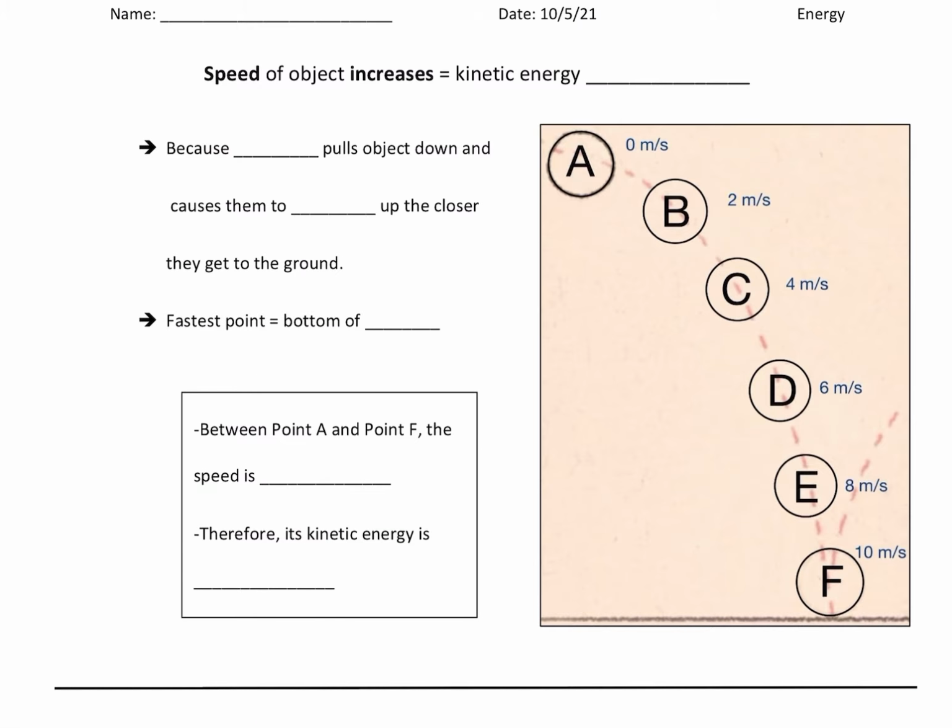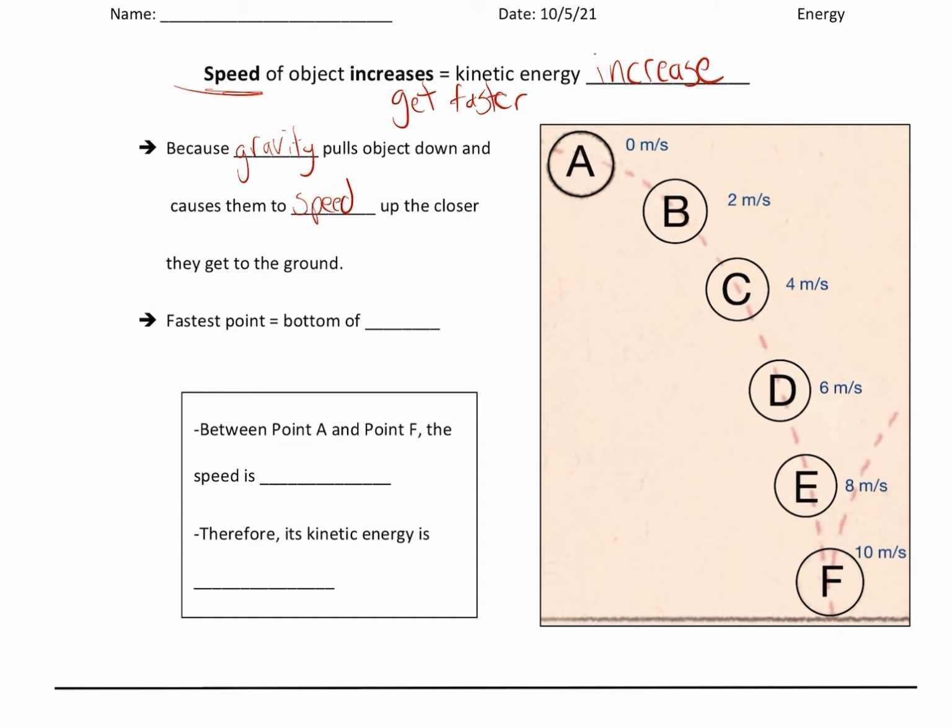So we just finished potential energy. Now we're going to look at kinetic energy. So when the speed of an object increases or gets faster, the kinetic energy is also going to increase. This happens because gravity is pulling down on objects, and it causes them to speed up the closer they get to the ground.